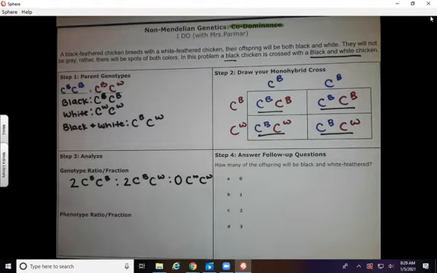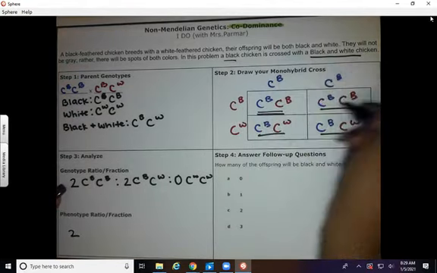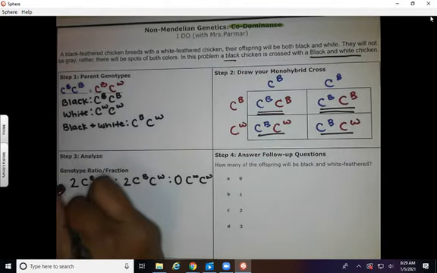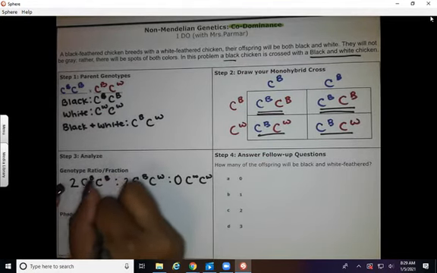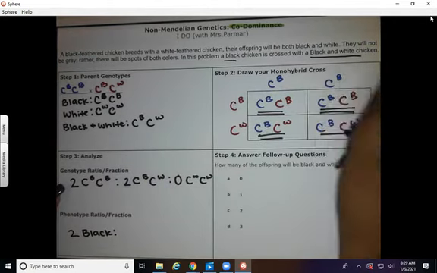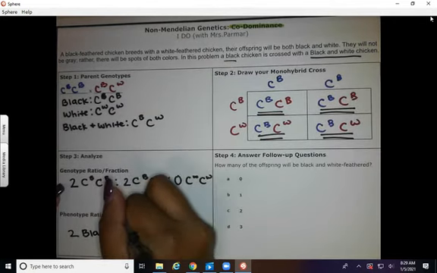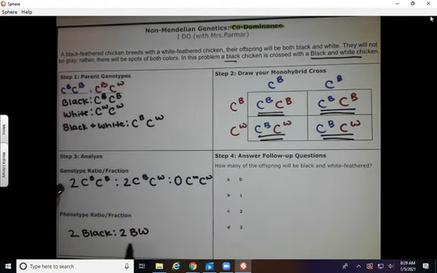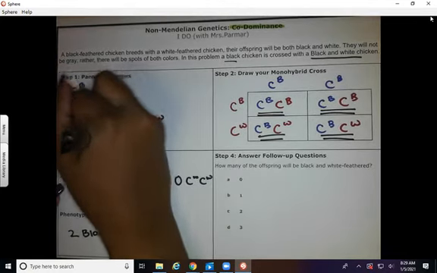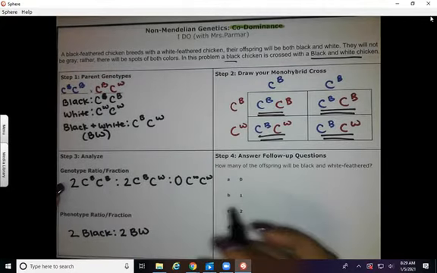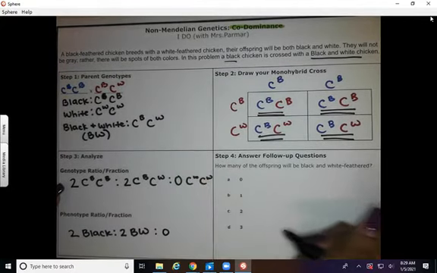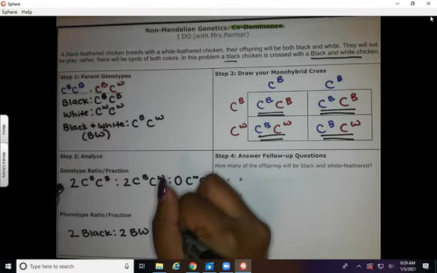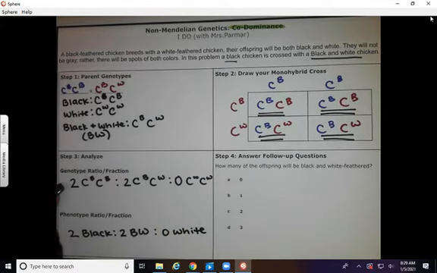Now, again, we're working with codominance here, so let's talk about what their phenotypes are going to look like. Going back to this first one, two of these kids, this one and this one, are both going to be black feathered chickens. And two of them are going to be black and white at the same time. I'm just putting BW because it's much easier than writing black and white. And then, of course, 0 of the chickens are going to be white. So this is that phenotype ratio.